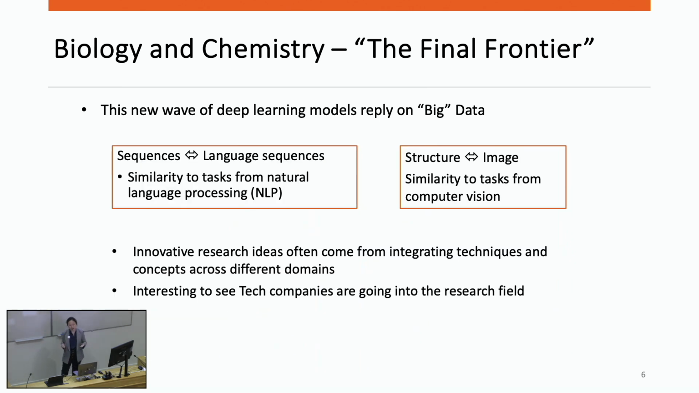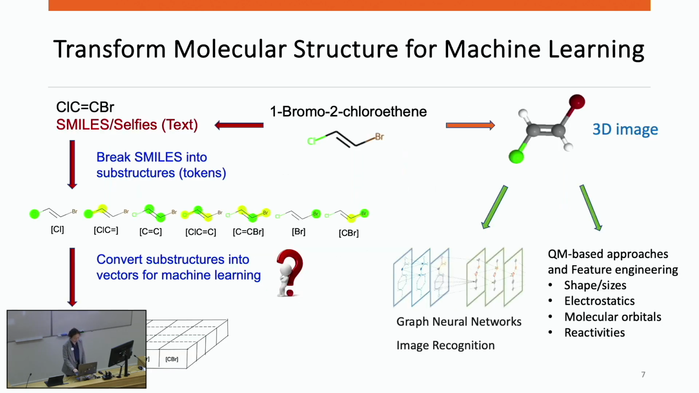In terms of sequence data, they have a strong similarity with language sequences, and the structured data have similarity with images. This opens up opportunities to integrate techniques and concepts from other domains, especially natural language processing and computer vision, and apply them to the questions we are interested in chemistry and biology. It's also quite interesting to see tech companies coming into the research field. But as Andrea mentioned, I'm sure there's some culture clash between the tech companies and the bio companies.